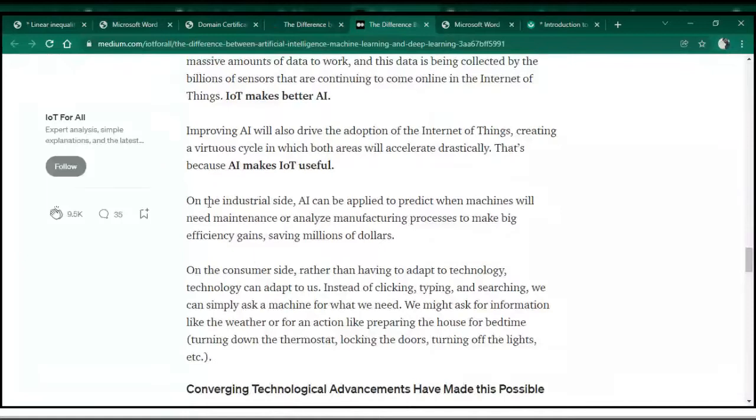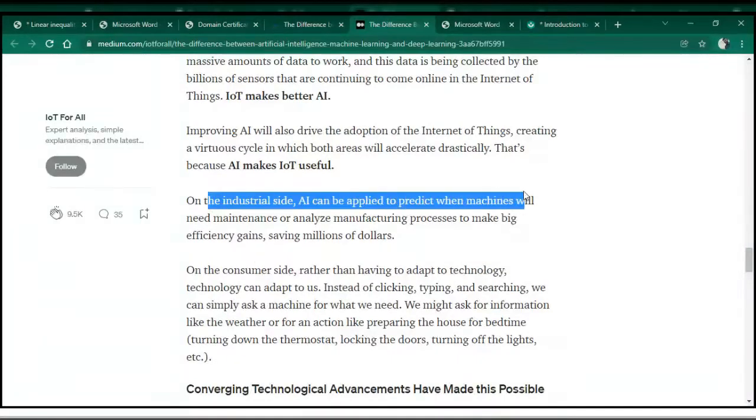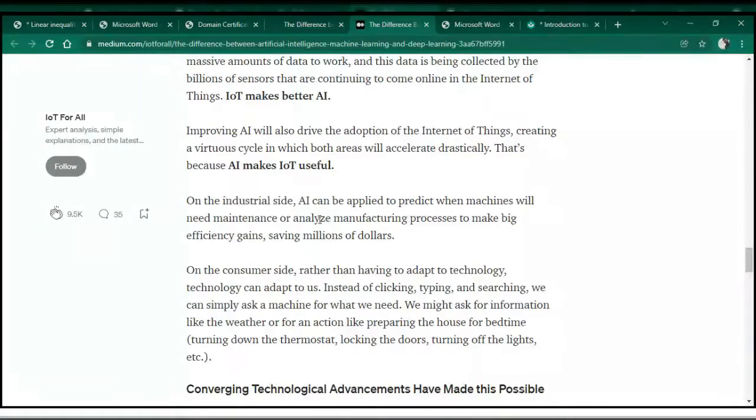On the industrial side, AI can be applied to predict when machines will need maintenance or analyze manufacturing processes to make big efficiency gains, saving millions of dollars. Say you have a machine that is constantly rotating, a motor or that sort of machine. It's rotating, so obviously there will be friction and it will get wear and tear after some time. Now, you can do two things: either keep a worker who sits near the machine all the time or visits it periodically and informs you that it has started to get wear and tear, and we have to repair it or oil it.